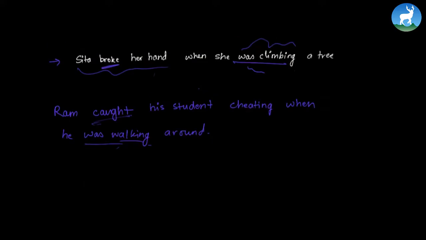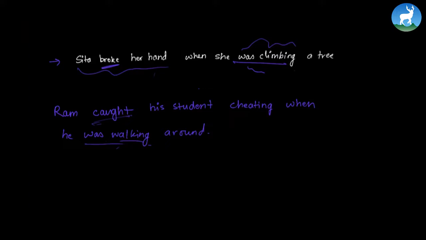Now, some more examples for continuous tense, was climbing. Sita broke her hand when she was climbing a tree. Ram caught his student cheating when he was walking around. When did he catch his student cheating? While he was walking around.